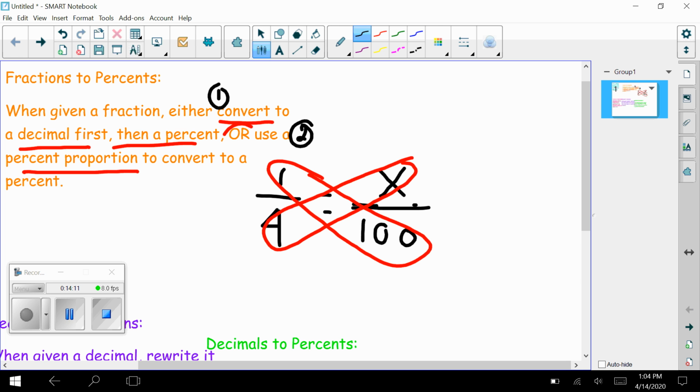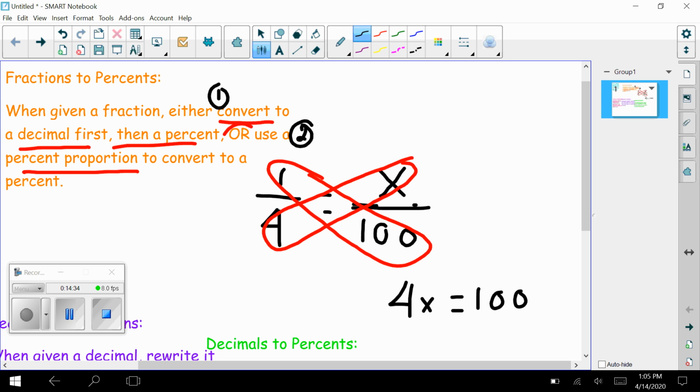So we're going to cross multiply. So here we have 4 times x is going to give us 4x. Actually, excuse me, let me write it down here where I have more room. We have 4x. And then 1 times 100 is going to give us 100.